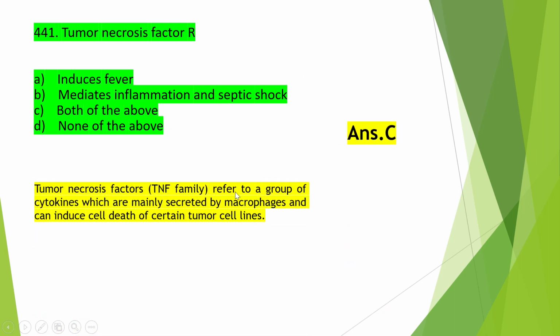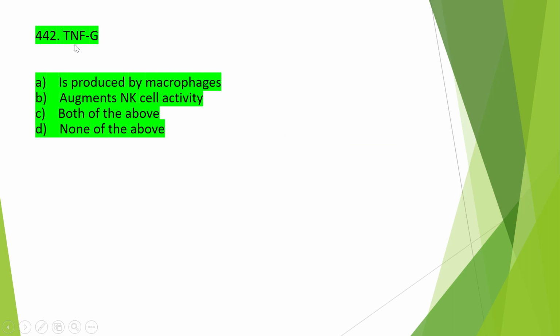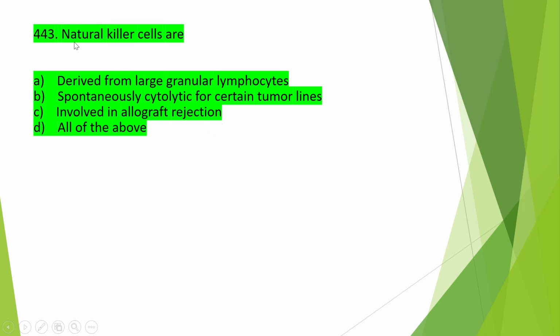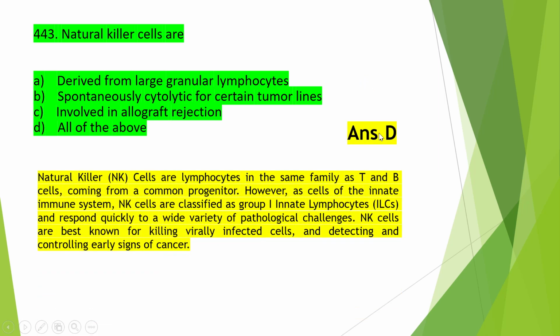So tumor necrosis factor refers to a group of cytokines which are mainly secreted by macrophages and can induce cell death of certain tumor cell lines. Next one is TNF-gamma is produced by macrophages or augments natural killer cell activity or both of the above, none of the above. So TNF-gamma is none of the above. Okay. And next one is natural killer cells are derived from large granular lymphocytes or spontaneously cytolytic for certain tumor lines or involved in allograft rejection or all of the above. And the right one is option D, all of the above.